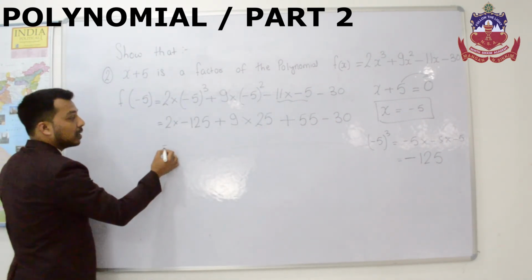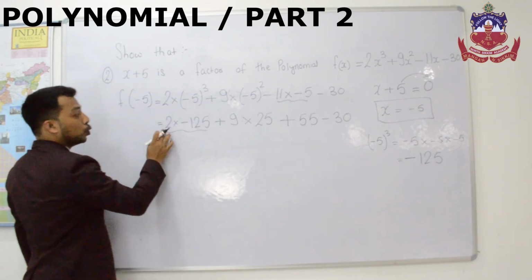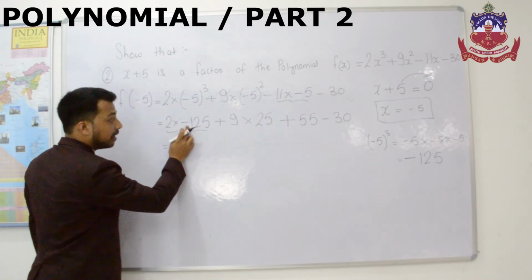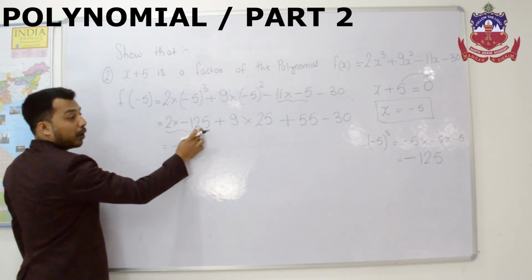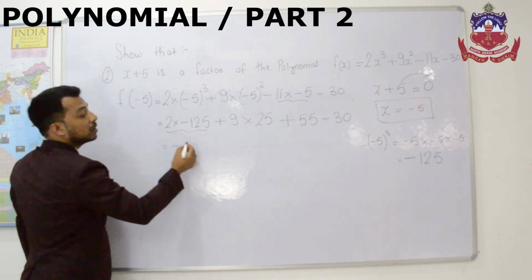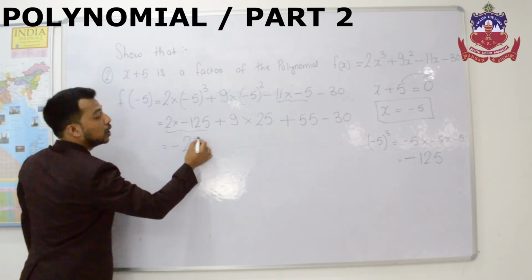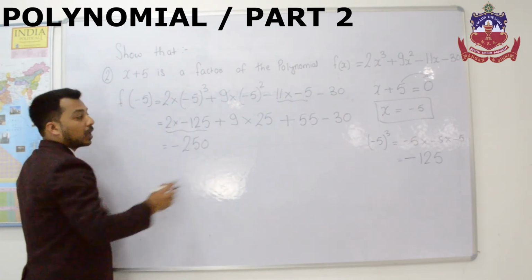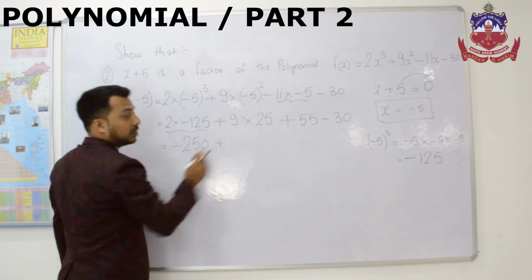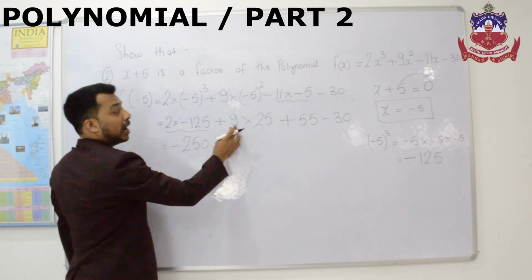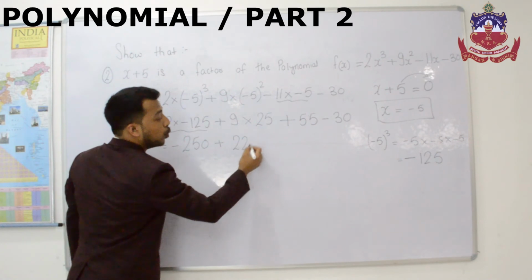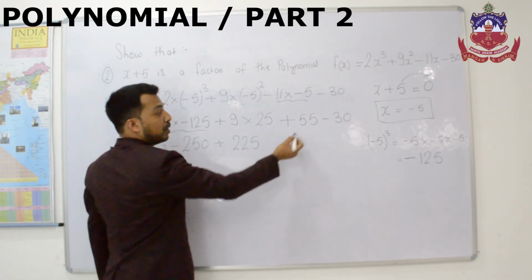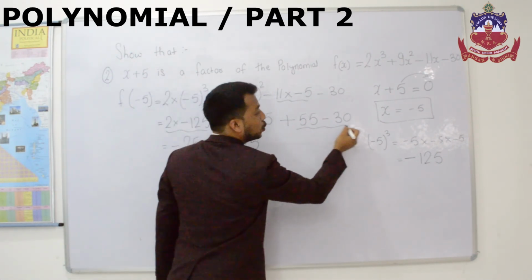In the next step, let's multiply these two. So 2 has a positive sign and this has a negative sign. So plus into minus will give us minus. 125 when multiplied 2 times will give us the answer, that is 250. Plus the same, 25 when multiplied with 9 will give us the answer, that is 225.